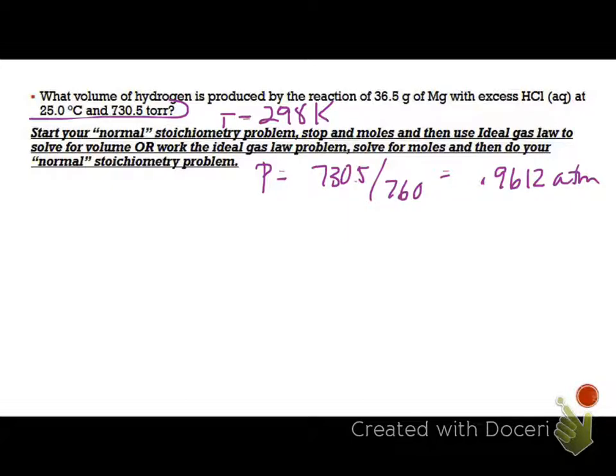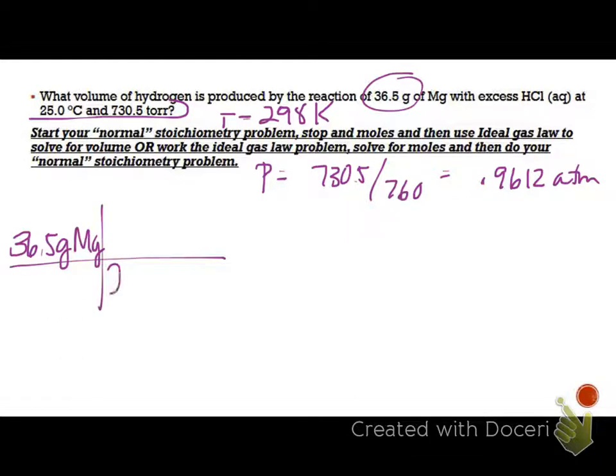Okay? But the only thing we can actually start with at this time is the grams. So we're going to start with our grams, 36.5 grams of magnesium divided by the molar mass.